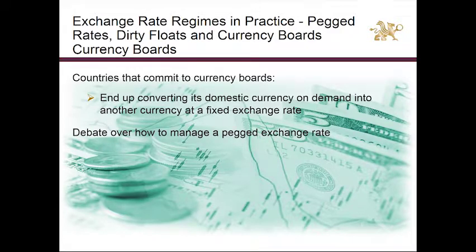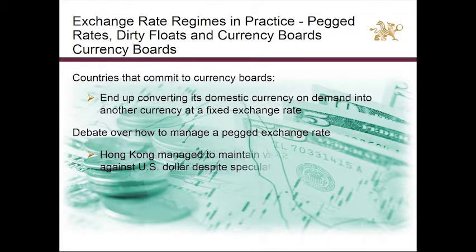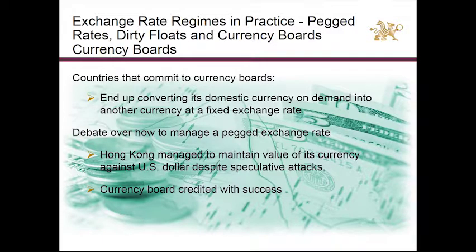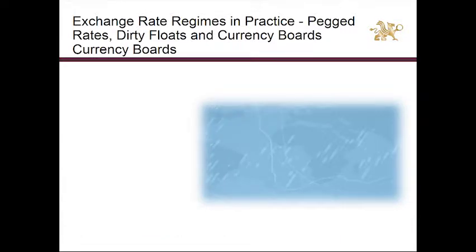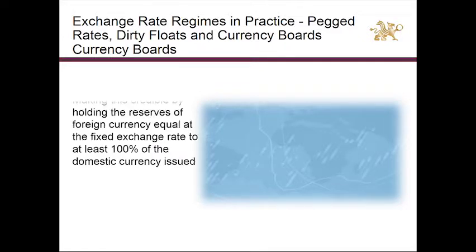During late 1997, when other Asian currencies were collapsing, Hong Kong maintained the value of its currency against the US dollar at around $1.50 US to $7.8 Hong Kong, despite several concerted speculative attacks. Hong Kong's currency board has been credited with this success. A country that introduces a currency board commits itself to converting its domestic currency on demand into another currency at a fixed exchange rate. To make this commitment credible, the currency board holds reserves of foreign currency equal at the fixed exchange rate to at least 100% of the domestic currency issued.